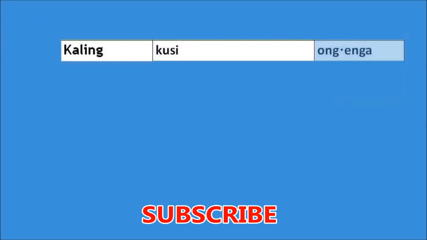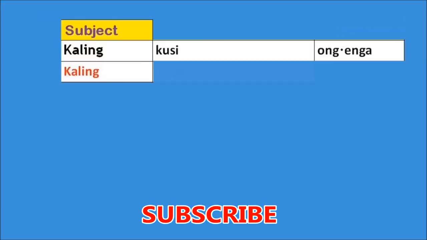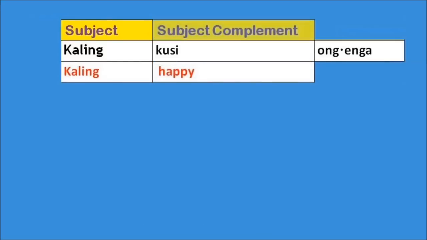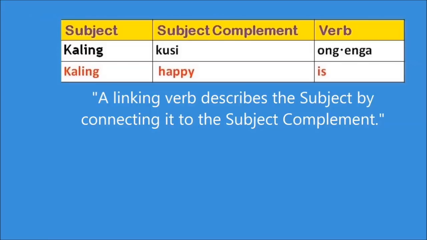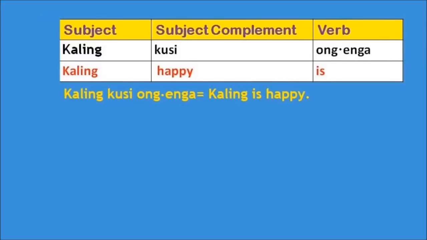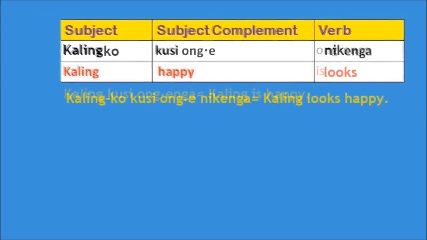Kalang kusi onginga. Kalang, name of a person, a proper noun, is a subject. Happy, kusi, is the subject complement. Onginga is a linking verb. A linking verb describes the subject by connecting it to the subject complement. Kalang kusi onginga. Kalang is happy. Here the word onginga suggests that the action continues in the present time. But the word is in English does not indicate on its own the presence of continuous tense. We may translate in English as Kalang is looking happy or Kalang looks happy.